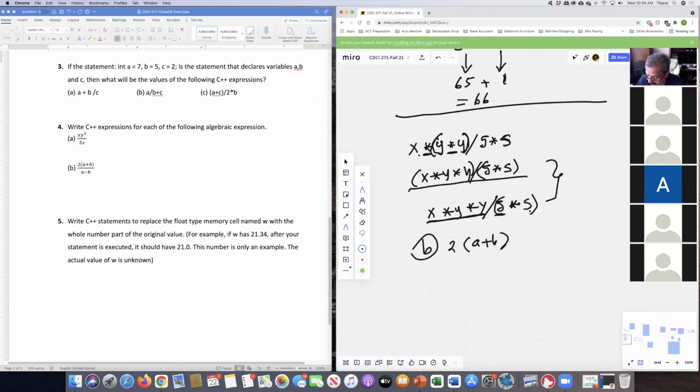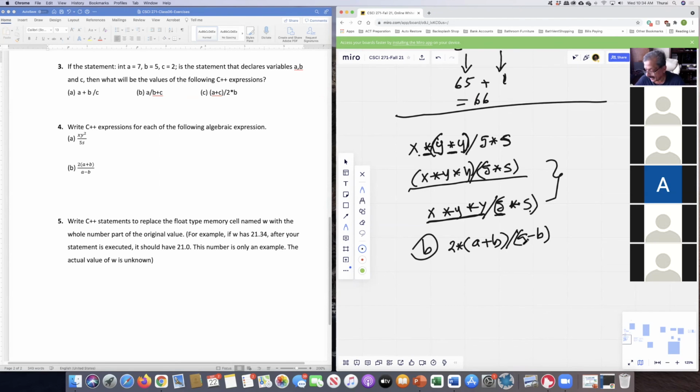Is this correct, the way it is? Shouldn't it have like a multiplication sign between the two parentheses? Yes, you need a multiplication symbol, right? And division, A minus B in parentheses. Right, okay.